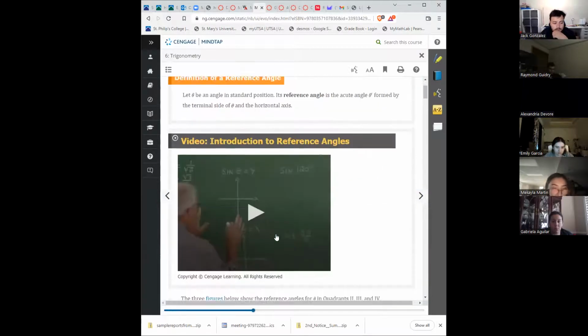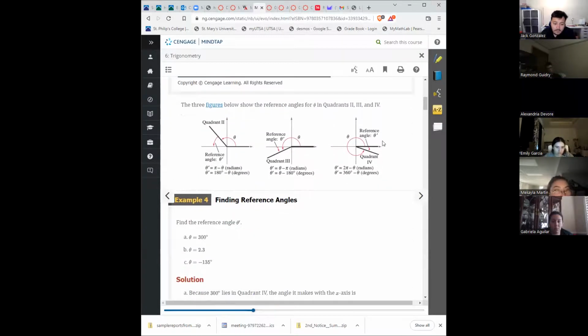All right. We're not going to watch the video. You can do that on your own. So as you can see, you just find out where the angle stopped, and then you measure. How far is it here? That's the reference. That's all it is. So if the angle stops there, let's say theta goes from here all the way to here, then what's that little distance to the x-axis? That's the reference. If it goes all the way around and stops right there, again, what is the distance to the x-axis? That is your reference. Does that make sense?